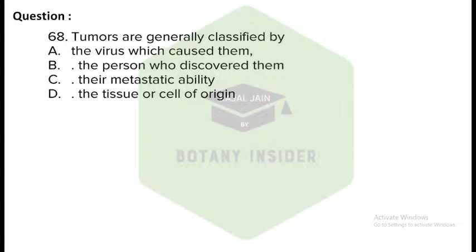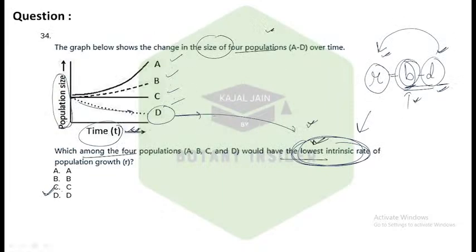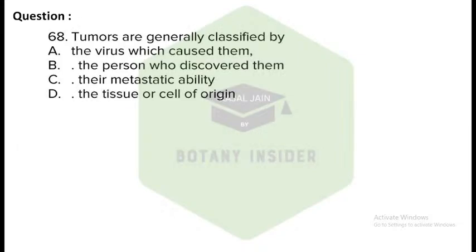In option C, zero order means no change. Over here it is remaining the same, like the population size is constant with respect to time. That means there is no increase, no decrease. We need to find out the lowest intrinsic rate. That's the reason why the answer is option D, in which the population size is decreasing.